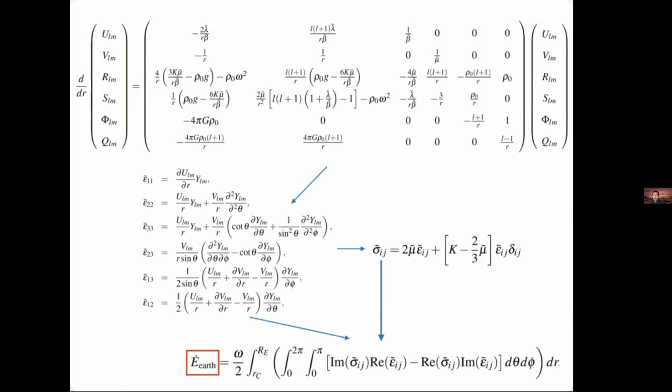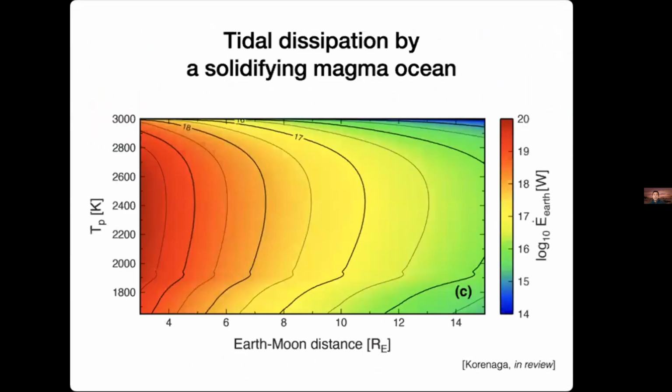This calculation itself is a fairly standard procedure, like many people do this, but what matters most is how to prepare a viscosity structure by properly accounting for the mantle liquidus, solidus, and the mantle adiabat. So if we visualize tidal dissipation as a function of mantle temperature, this vertical axis, and the lunar distance, this horizontal axis, it looks like this.